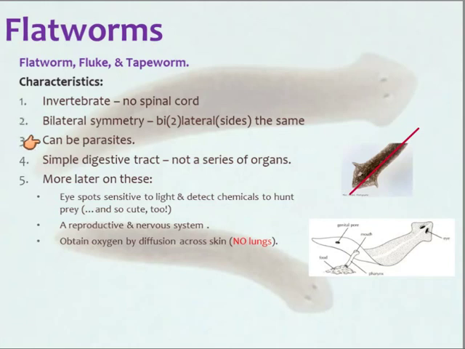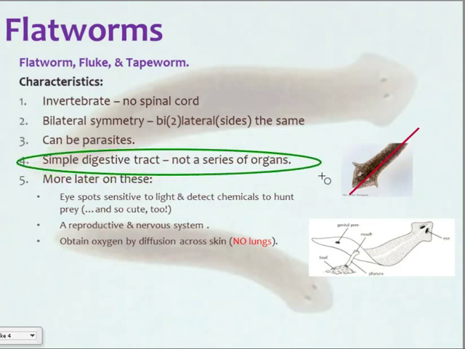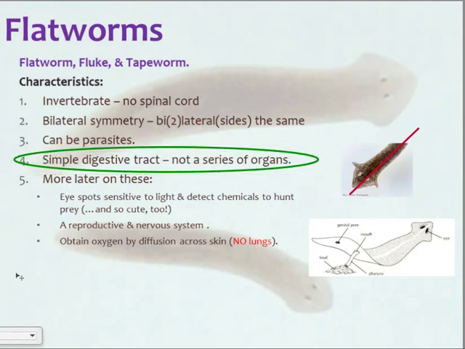All right, flatworms can be parasites. I'll introduce you to a couple on the next slide. And today we're focusing on the digestive tract. It's a very simple digestive tract. They do not have a series of organs. So you have a mouth, pharynx, stomach, intestines, another set of intestines, poop chute, and all that stuff. They don't have any of that. It's a very simple system we'll talk about.